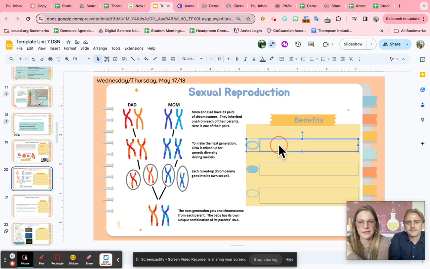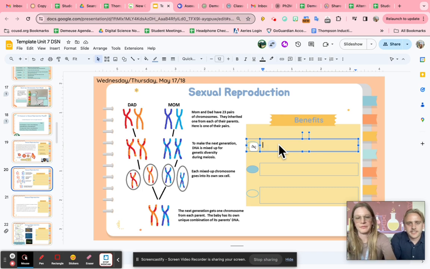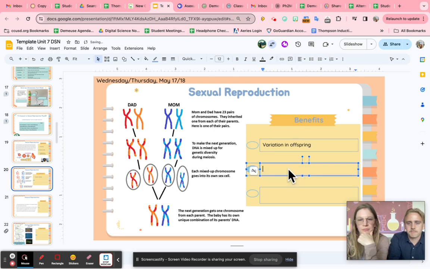So the benefits are, what are the benefits? One benefit is definitely the variation in offspring. So it is a good thing that siblings don't all look the same. So that gives us some variation between the different offspring. The next one is it gives us a survival advantage. That's because different genetic codes have different kinds of immunity.